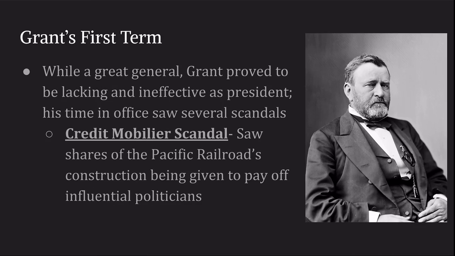Grant's first term: he was a great general, but he proved to be lacking and ineffective as president. During his presidency there were a ton of scandals, and three people were convicted. The most famous was probably the Credit Mobilier scandal, in which shares of Pacific Railroad construction were given to influential politicians to pay them off.